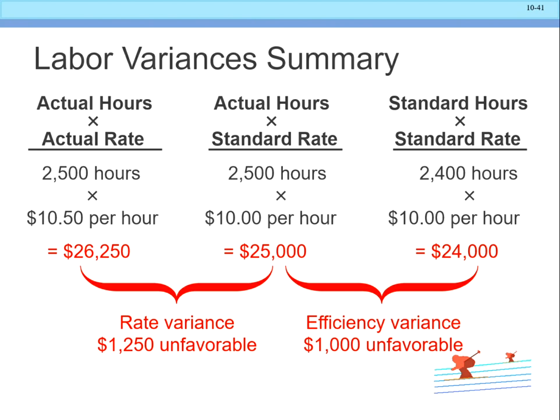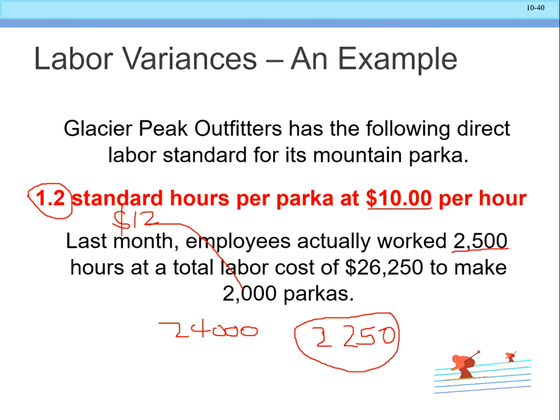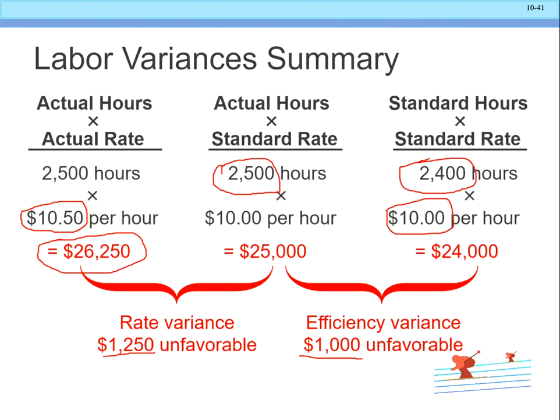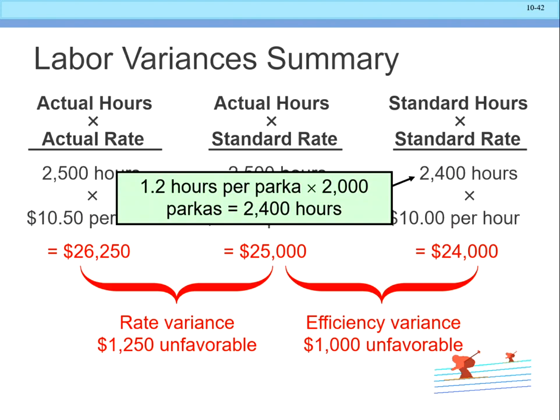So if we then add the two, 1,250 and 1,000 would give us the 250 that we were looking for here. Okay. All right.